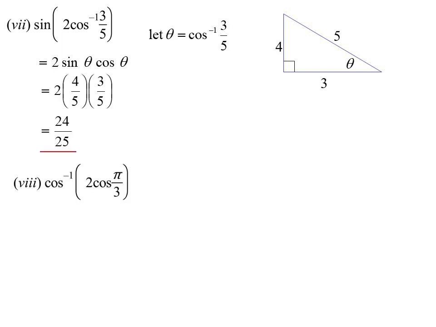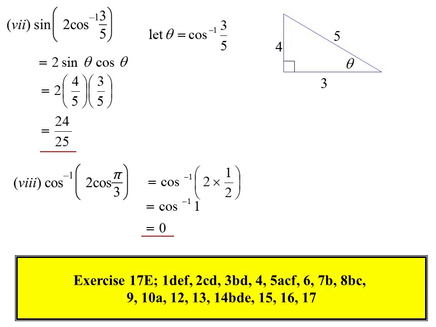The second one's going the other way around. It's an inverse cos to start off with. So inverse cos of twice cos pi on 3. Well, hang on, cos pi on 3 is an exact value. So let's just sub that in. Cos of pi on 3, well, pi on 3 is 60 degrees. Cos 60 is a half. 2 times a half is 1. So it's just saying, what's the inverse cos of 1? Oh, it's 0. So 17e, let's play with our double angle.